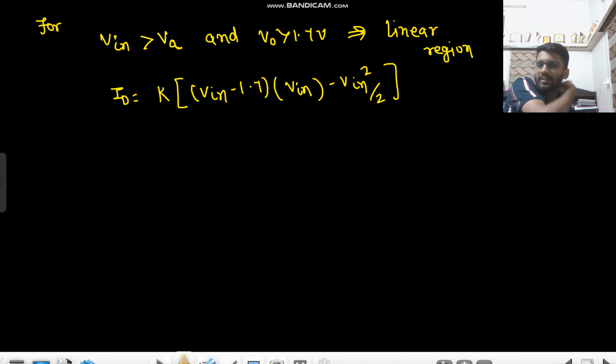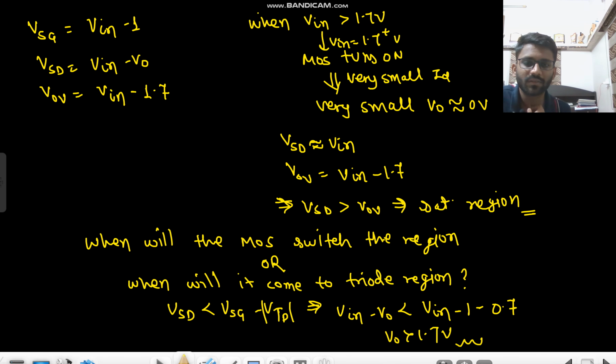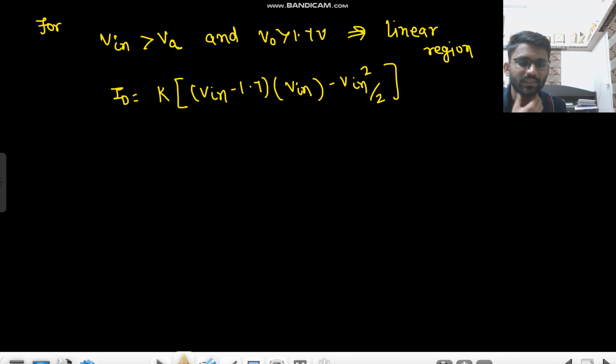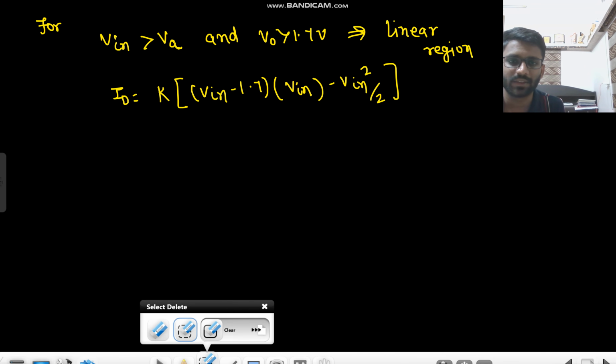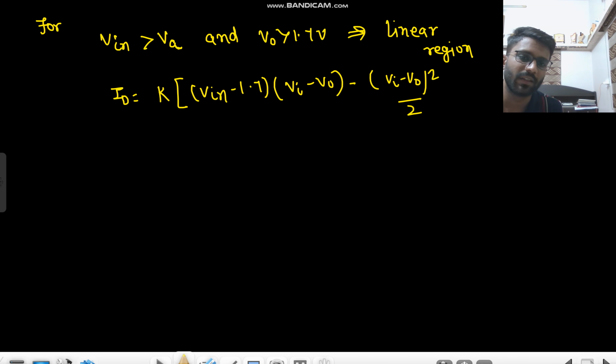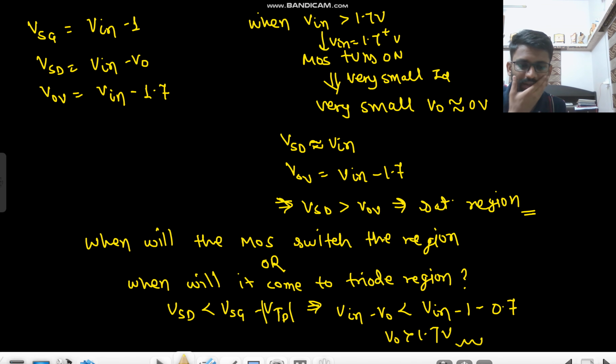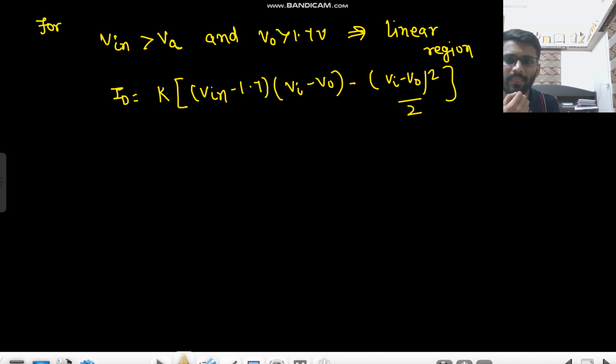Actually, from here only you can see that. No, no, it is V in minus V naught. That's why I was thinking what is happening. So it is V in minus V naught, minus (V in minus V naught) whole square by 2. Right, I am doing it right now. So this is the current equation.